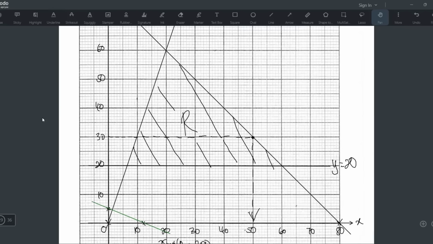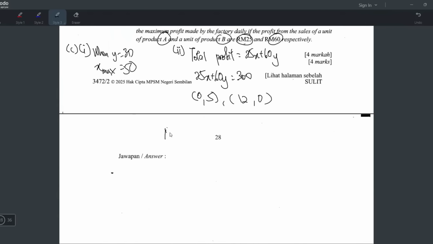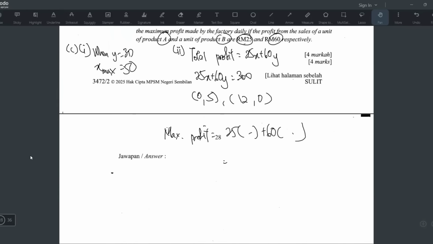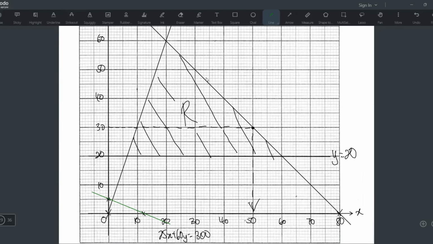Okay, now we can focus on finding the maximum profit. So the formula for profit is 25x plus 60y. So the xy later you have to ganti with the last contact point with the shaded region. So we have to slide lah. We have to slide the dotted line until it reach the maximum point. Okay, so how do we slide it?